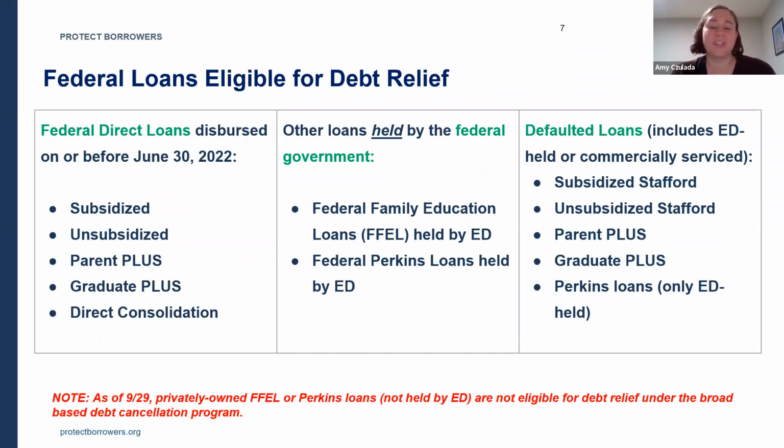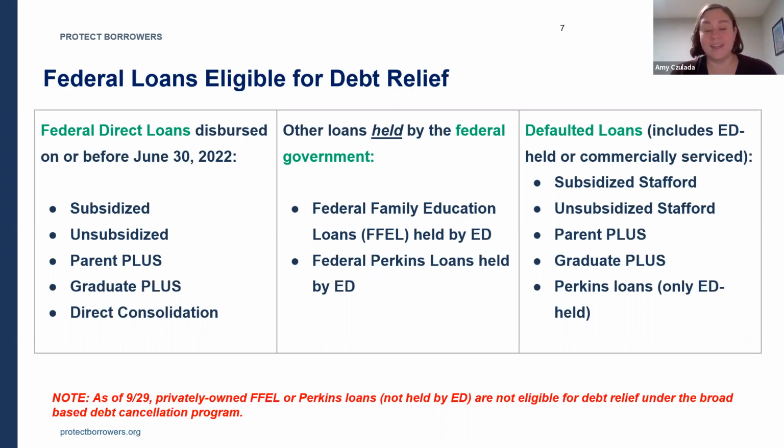Other loans held by the Department of Education are also eligible, specifically FFEL loans that are held by the Department of Education, and then Perkins loans that are held by the department. Additional loans include all defaulted loans held by ed or commercially serviced, including defaulted subsidized Stafford loans or unsubsidized Stafford loans, defaulted Parent Plus loans or Graduate Plus loans, defaulted ed-held Perkins loans. A helpful tip to determine whether or not your loans qualify: if you had loans that were paused over the course of the payment pause due to the pandemic, your loans are eligible for this cancellation program.